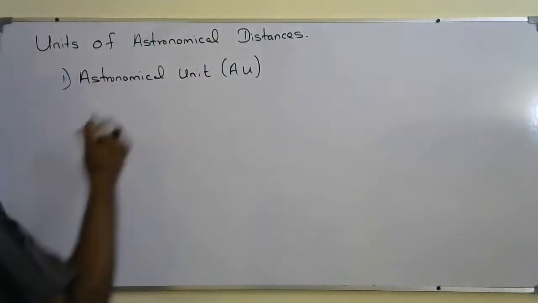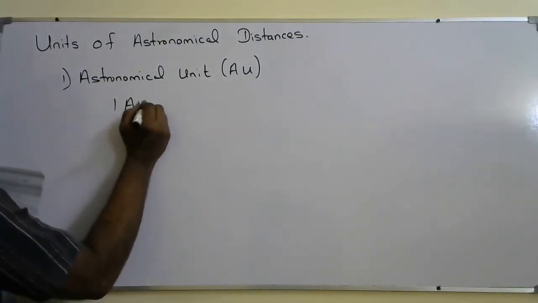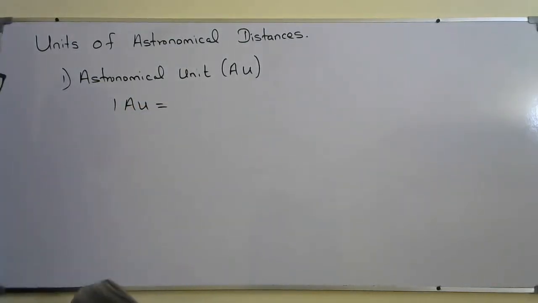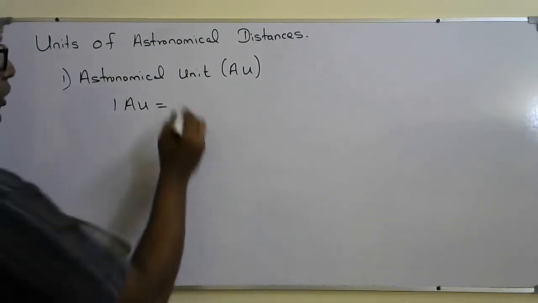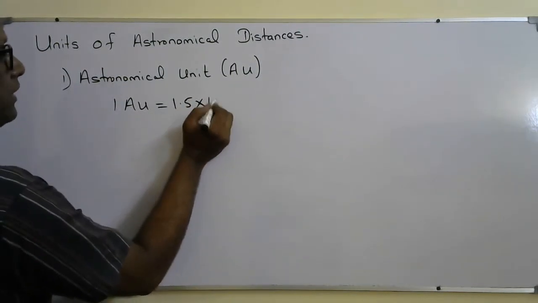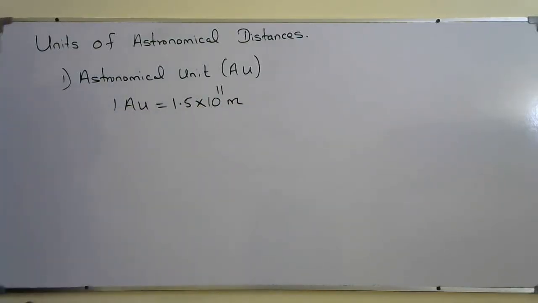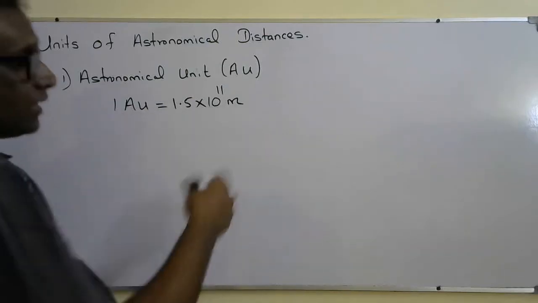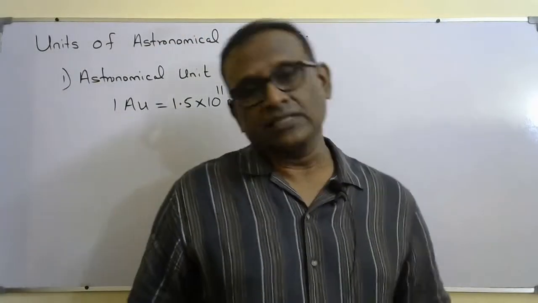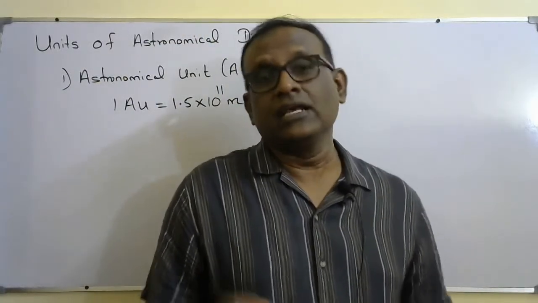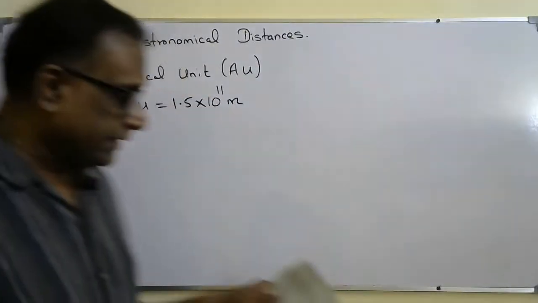So 1 astronomical unit has a value in meters, that's the average distance of the Earth from the Sun, that is 1.5 into 10 to the power 11 meters. That is called 1 astronomical unit. So you can find 2 astronomical unit, 1.5 astronomical unit, anything you can find. If you want, you can convert to meter.